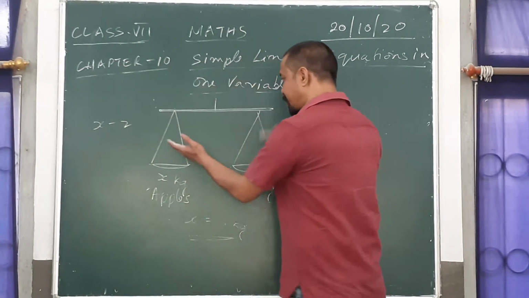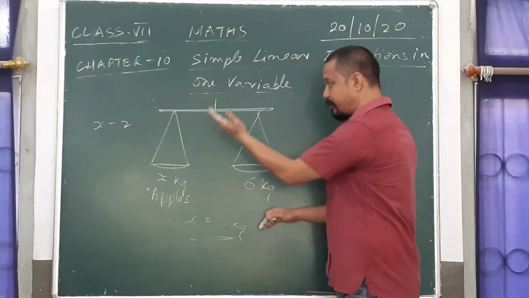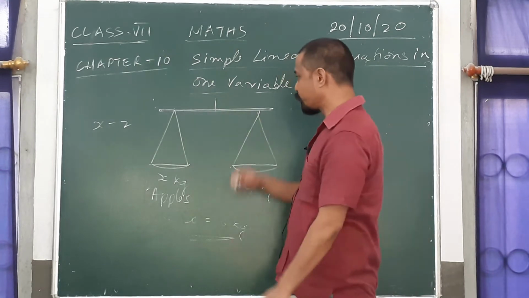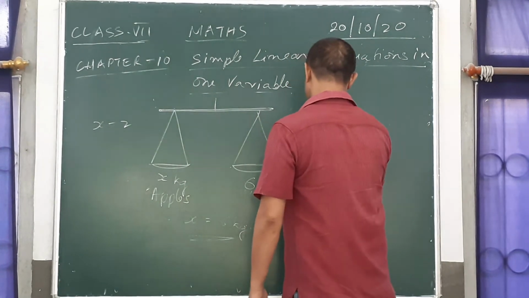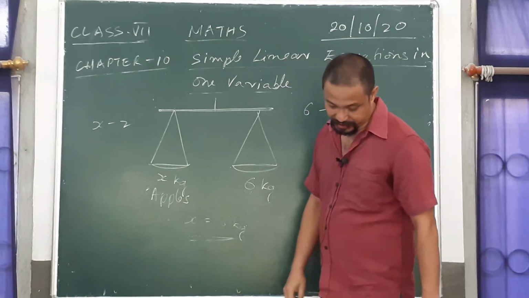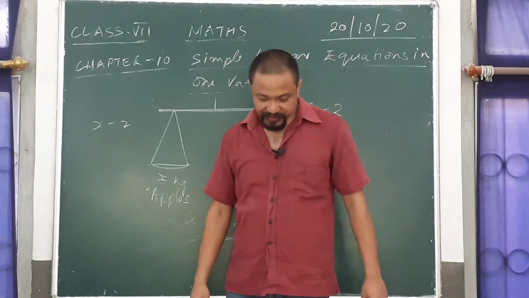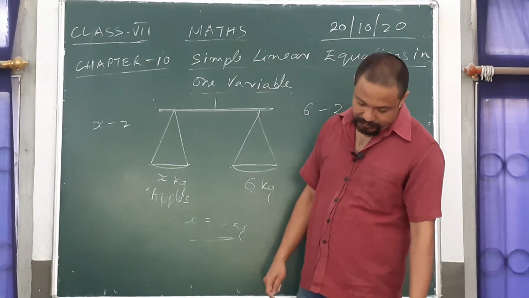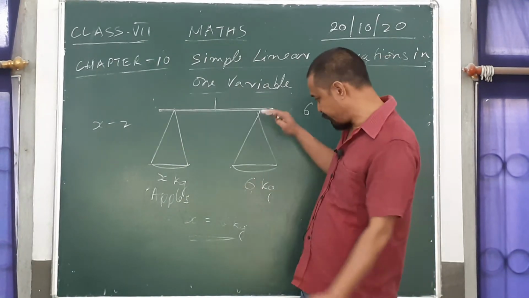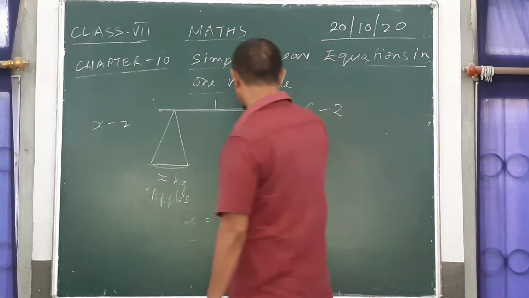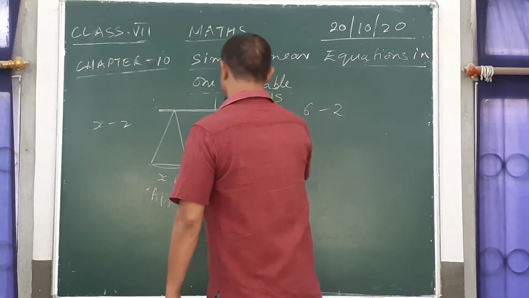The pan will start tilting. This will go down, this will go up. So in order to compensate for that, what do you do? From this 6 also, you have to remove 2 kgs, right? So it says, if you take away 2 kg apples from the left pan, the balance would dip to the right. Obviously it will dip to the right. Okay, children, this is the right hand side. This is the left hand side.